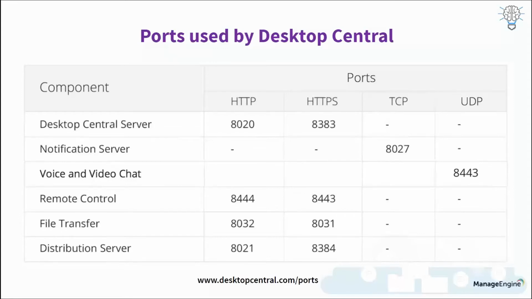Apart from these two ports, there are other optional ports that you need to open. The important ports are listed on the screen. You can keep the respective ports open as per your requirements. For example, if you want to take a remote control, you need to open the port either 8443 or 8444. If I want to transfer a file during the remote session, I have to open the port 8031 or 8032. So these are not default ones. You can very well change the ports as per your infrastructure needs.